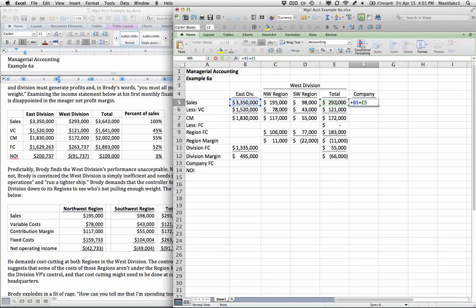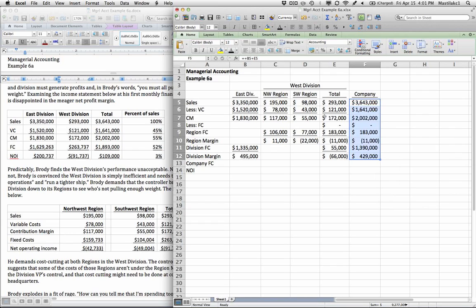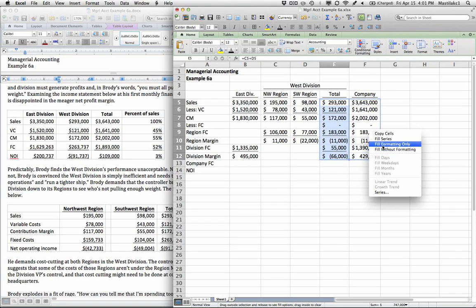Company-wide, we can take our two divisions, the East Division and the West Division. We can combine those. And we can add all of those, we can combine all these. So we've got total variable cost, total contribution margin. And we can see that together our two divisions are making $429,000 of divisional margin.